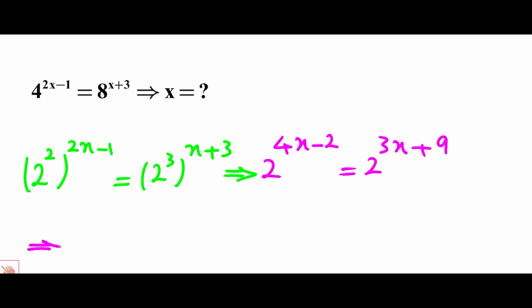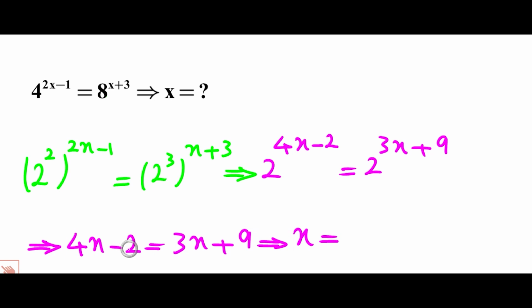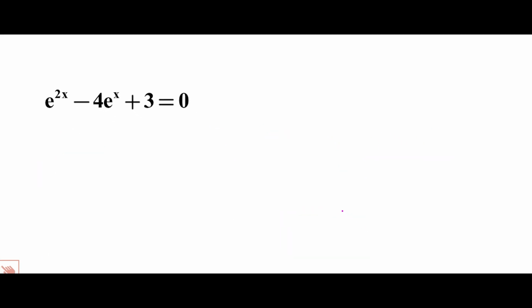So 4x minus 2 equals 3x plus 9. So we have 4x minus 3x, which is x, equals positive 2 plus 9, which is 11. So x is 11.